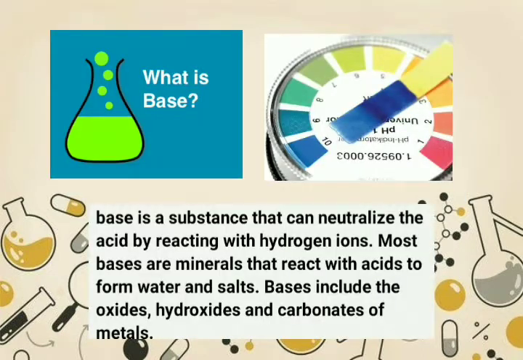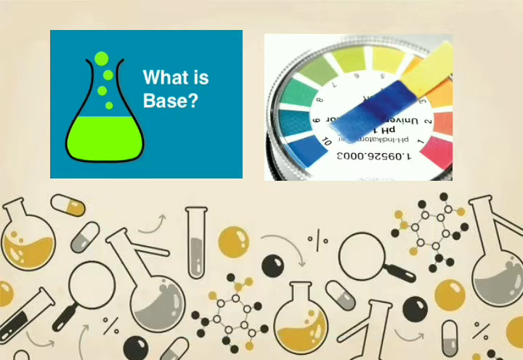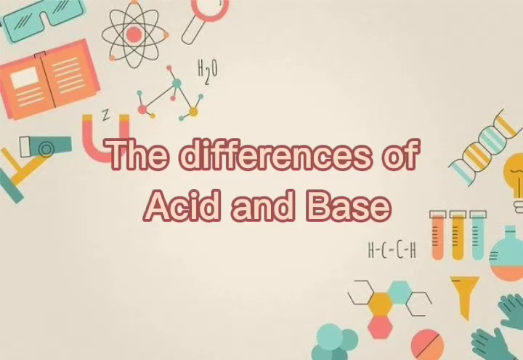So what is base? Base is a substance that can neutralize the acid by reacting with hydrogen ions. Most bases are minerals that react with acids to form water and salts. Bases include the oxides, hydroxides, and carbonates of metal. The differences of acid and base.